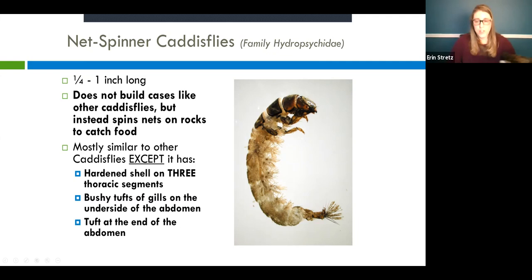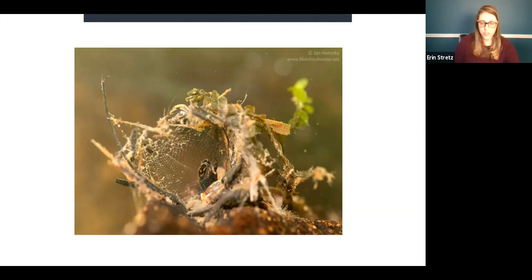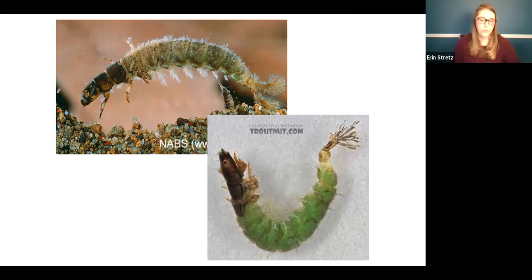So here's a look at the caddisfly inside of its case in that net that it built. And the net spinning caddisfly is similar to any other caddisfly. It can come in different colors. Don't get used to the color. You just want to look for those body structures.